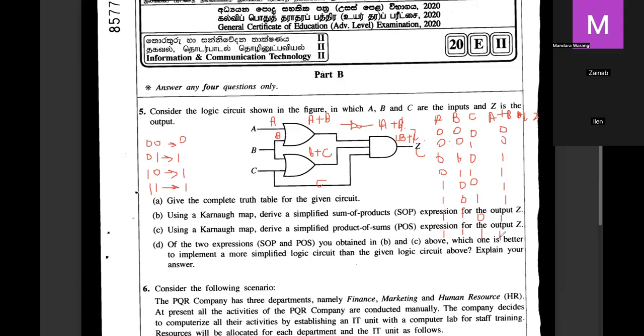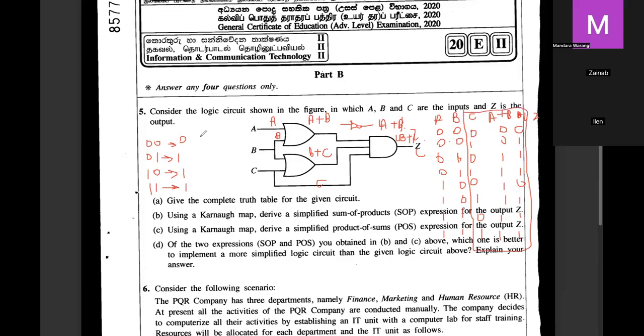Okay, then you have B OR C. 0 and 0, the output is 0. 0 and 1, the output is 1. Here 0, 1, 1, 1, 1, 1. Right. Then you have the final output. The final output is the AND operation of these three.